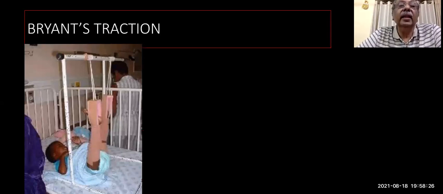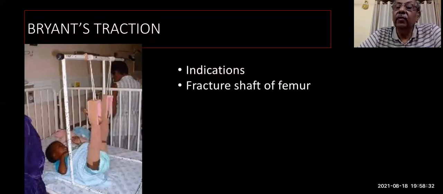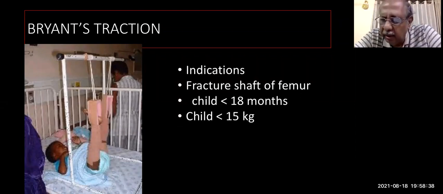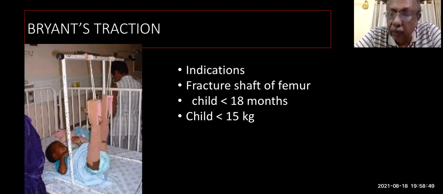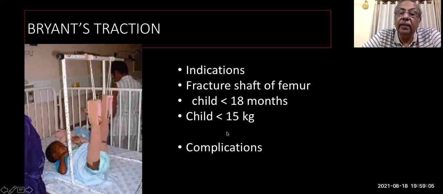Now, another type of traction that is being used is the Bryant's traction. The indications are usually fracture shaft of femur, and there are several people who use it for the management of DDH. That is the second indication. That's a modified Bryant's traction. It is usually used in children with fracture shaft of femur less than 18 months old, and in a child less than 15 kg. And there is one more 15, that is you have to elevate the buttocks around 15 centimeters from the bed. So 15 months, 15 kg and 15 centimeters, okay.